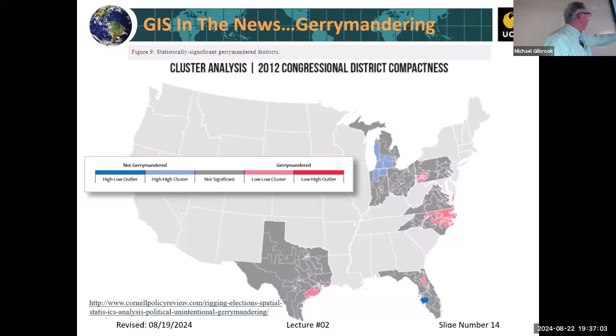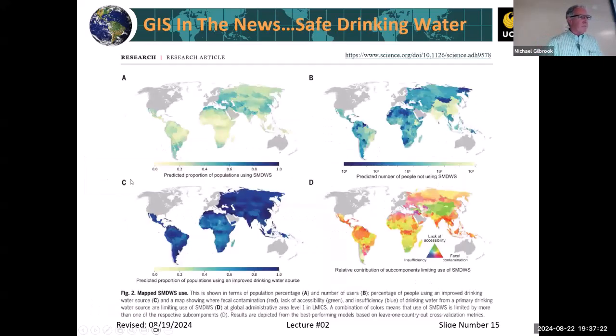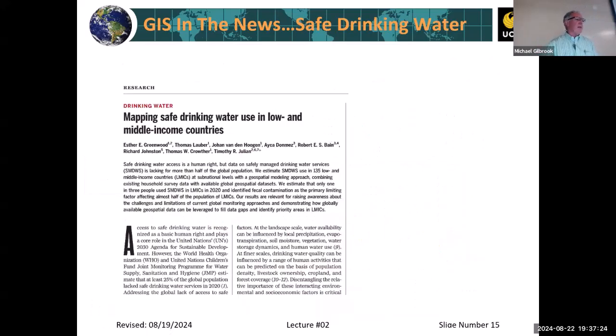In fact, as we'll talk about later in the semester, Florida adopted a constitutional amendment, I think it was in 2010, that requires that congressional districts be fairly drawn to avoid this kind of thing. But it's a constant battle. It often has to go to court to get it enforced. This is something that was literally in the news just this week.